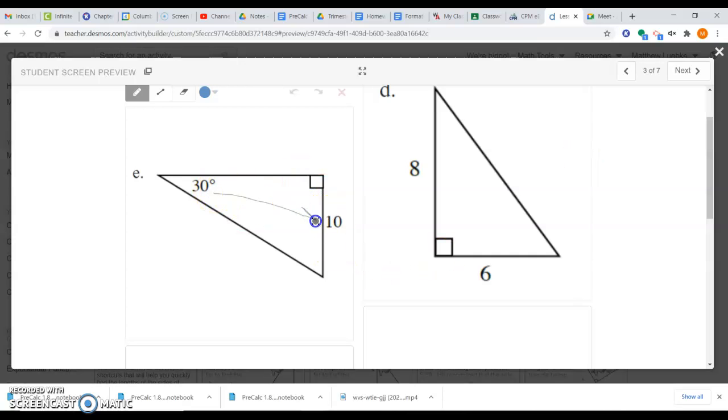Keep going here, we have another 30, 60, 90, same kind of thing. This is going to be my short leg. It's across from my 30. It's the short leg, which means the hypotenuse is going to be 20 because short leg times 2. And then that means this side here is going to be 10 times the square root of 3 because short leg times the square root of 3 here.